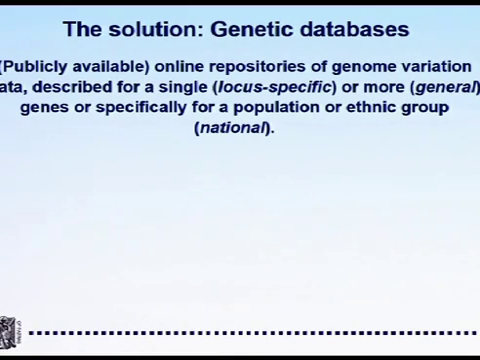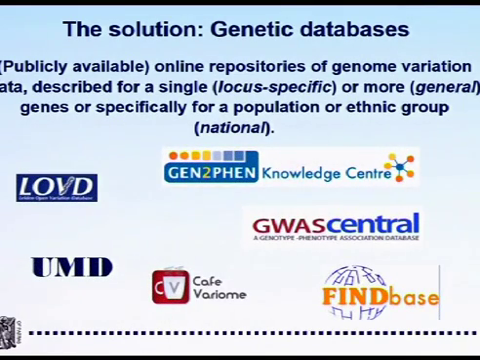The post-genomic era resulted in an exponential increase of genome variation data production. And to be able to address this, you need genetic databases, which are publicly available online repositories of genome variation data. Those described for a single gene are known as locus-specific databases, or LSDBs; those covering more genes up to the whole genome are the general databases. One of the most comprehensive ones is curated by David Cooper in Cardiff. It's known as HGMD. Other databases are designed for a specific population or ethnic group, and these are known as national genetic databases. The most known ones are LOVD, GEN2PHEN, which was the project that encouraged the development of several of those databases, UMD, Cafe Variome, GWAS Central, and FINDbase, the latter involving national genetic databases.